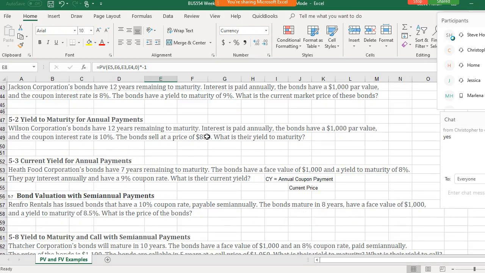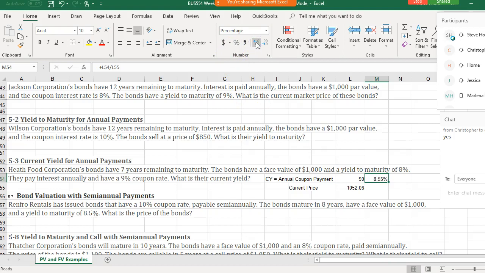1052.06. So I'm going to put in the price right here, 1052.06. The coupon payment was $90, $1,000 par value times 0.09. And so my current yield is 90 divided by 1052.06. I get 8.55%.